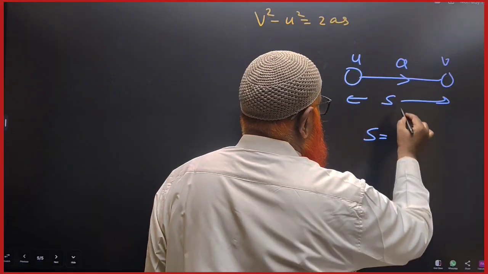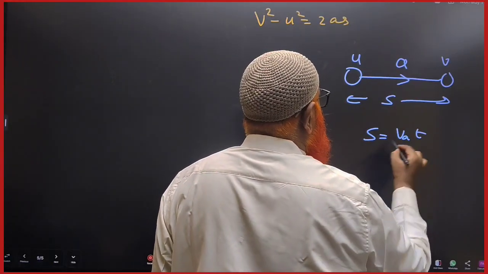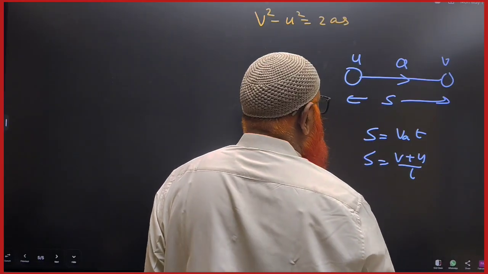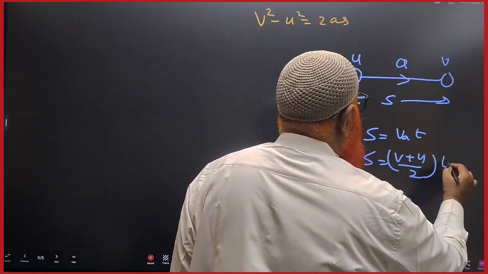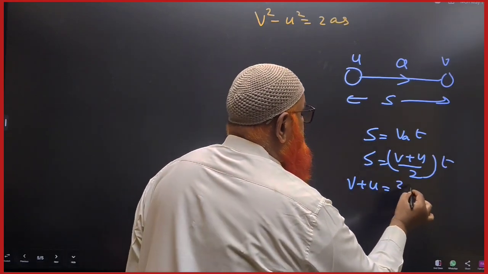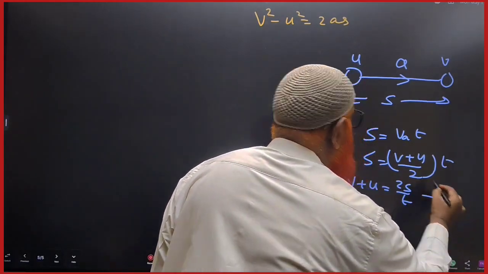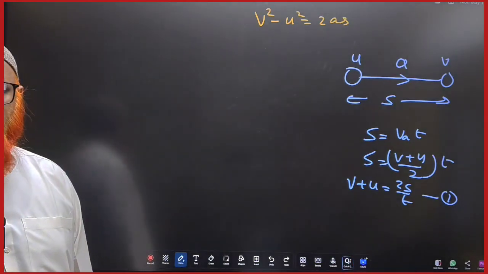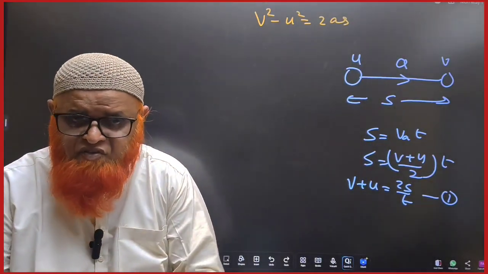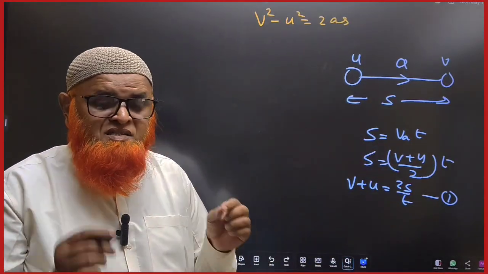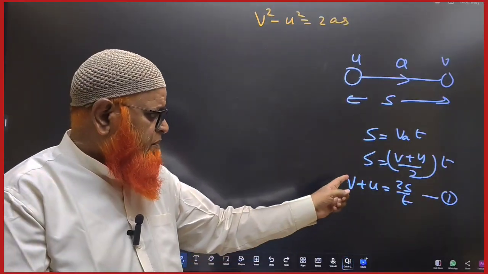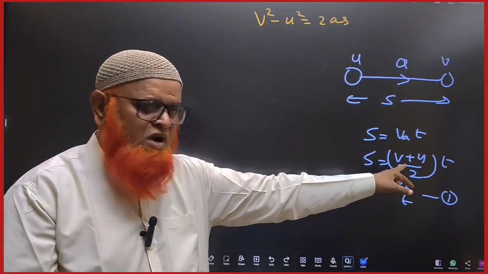Now, what is it that we have got from this? You got that displacement is nothing but average velocity into time, which is v plus u by 2 into t. So from this you will get one equation, v plus u is equal to 2 into s by t. This is equation number 1. I have explained up to here only. This is a new point, a new equation I got from the previous old equation. What is that? v plus u is equal to 2 s by t. Hope you are understanding this point now.